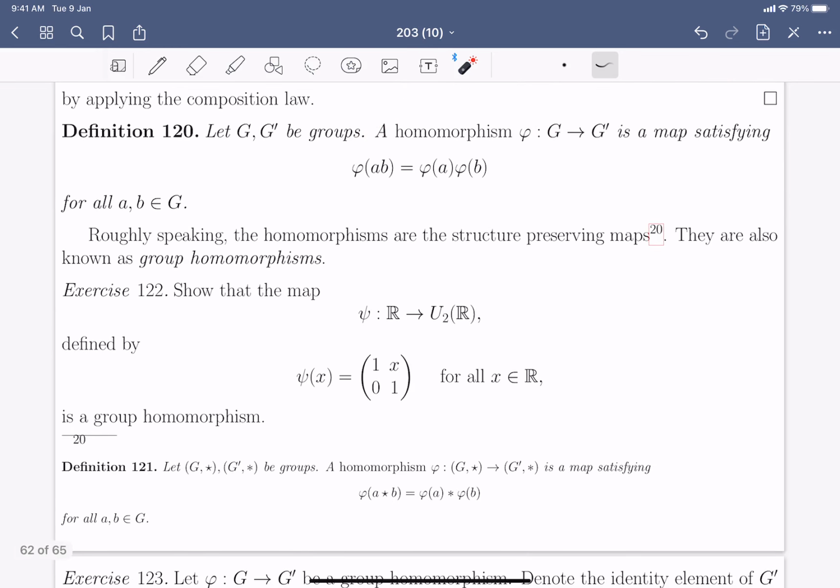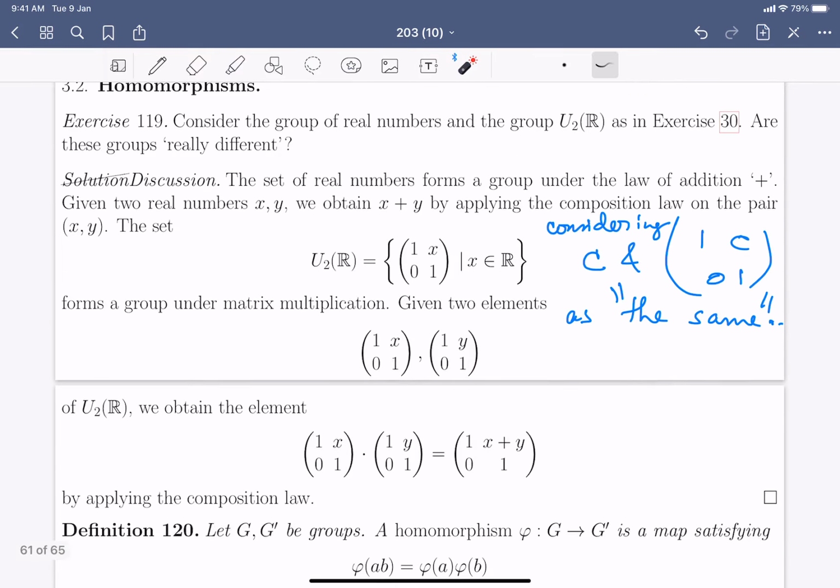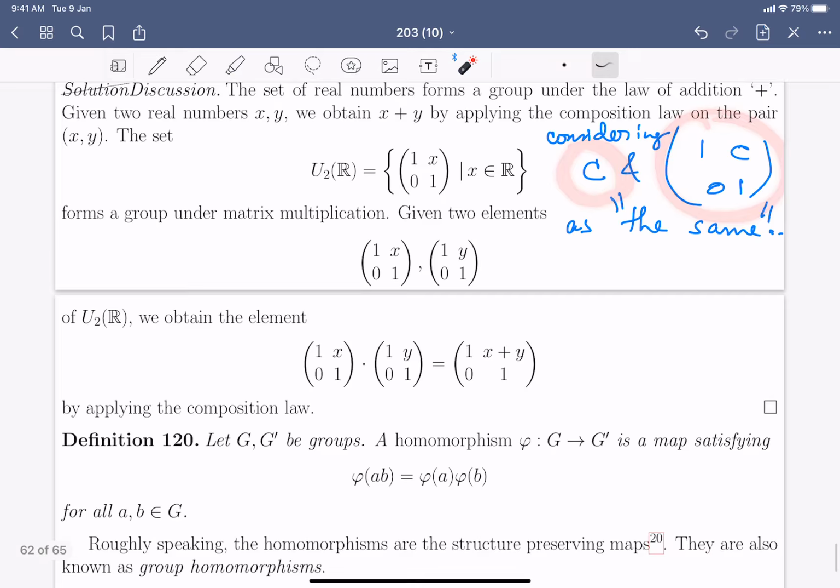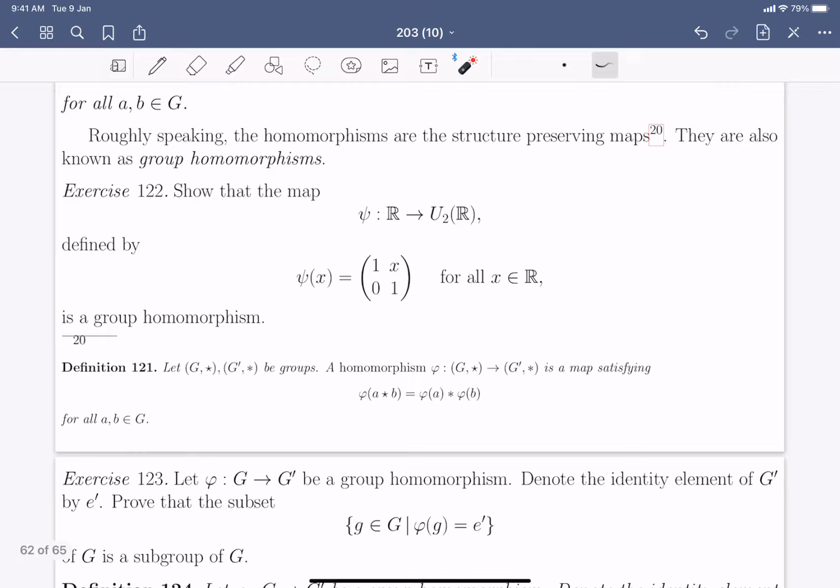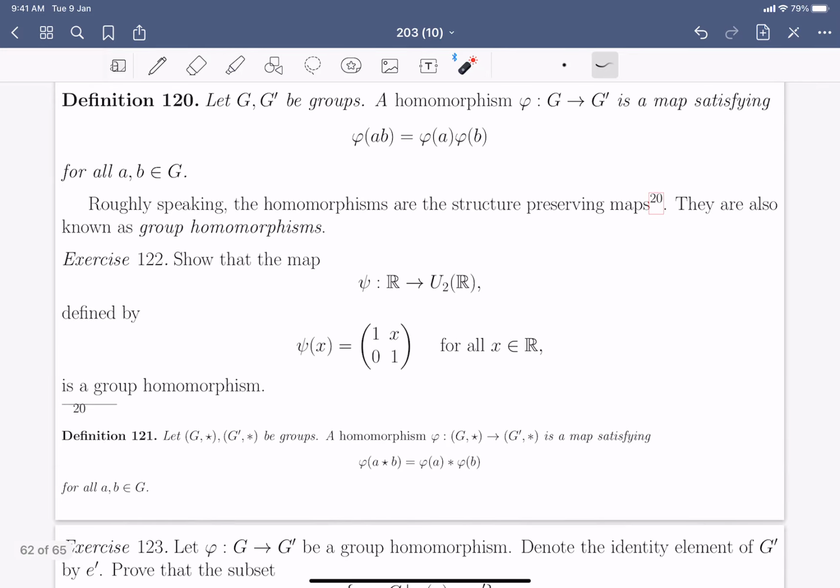Let me repeat. So in math, to consider something as the same, or to relate an element of a set with an element of some other set, what you do is to consider a function, right? So you are going to define a function psi from R to U that sends a real number x to 1 x 0 1, for any real number x, okay.